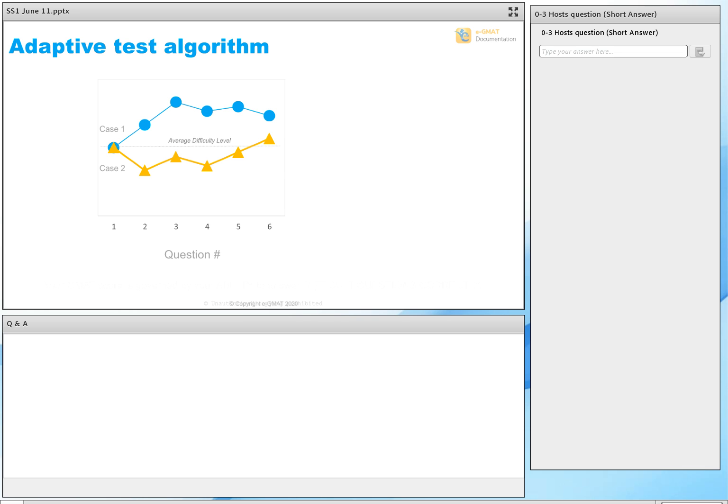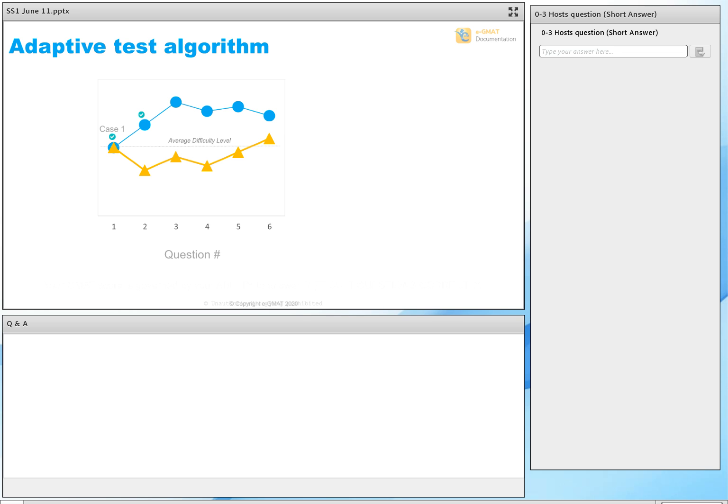How this works is that on the y-axis, you have the difficulty level of questions. On the x-axis, you have the question number. So as the test proceeds, you go from question number 1 to 6, and as you go higher on the y-axis, the questions served to you become more difficult. Okay, so let's talk about student 1. We're going to look at two different students here.